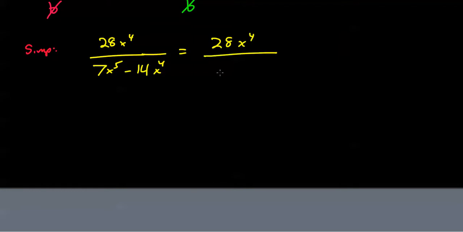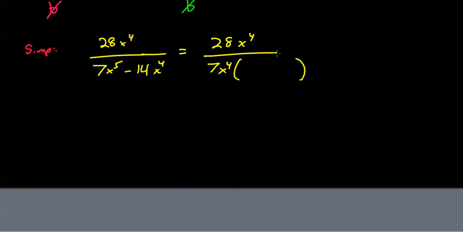28x to the fourth divided by 7x to the fifth minus 14x to the fourth. Since we can only cancel out common factors over a fraction bar, you'll want to factor completely the numerator and denominator. Well, the numerator is already factored. It's just a monomial, can't really factor it. Downstairs we can see a common factor of 7x to the fourth.